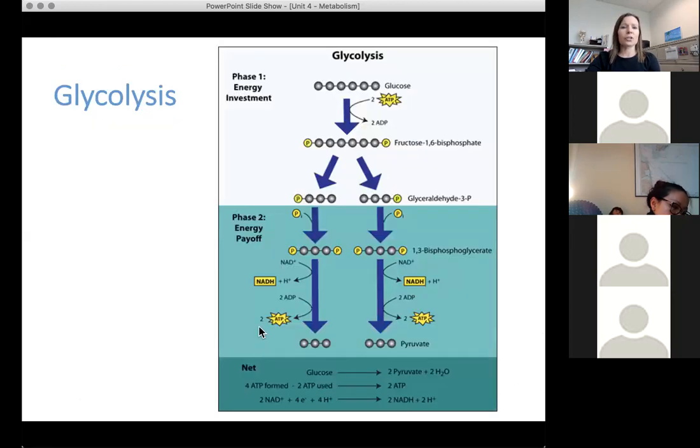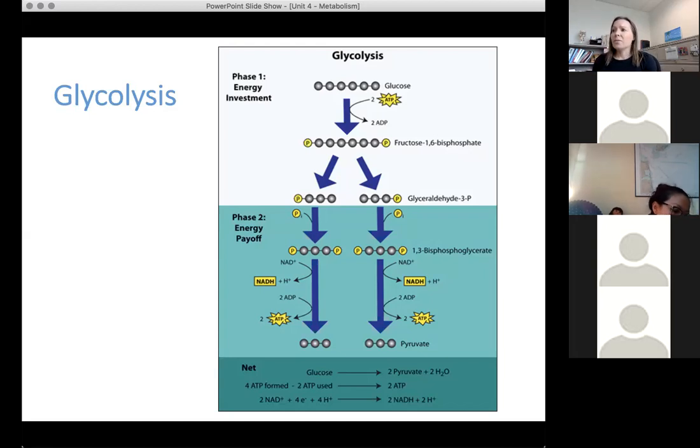It occurs in the cytosol of cells. The cytosol is just the liquid part of the cytoplasm. Remember, you have a cell and it's filled with cytoplasm, and then there are all these different organelles within the cytoplasm. So the cytosol is just the liquid part that surrounds all those organelles.